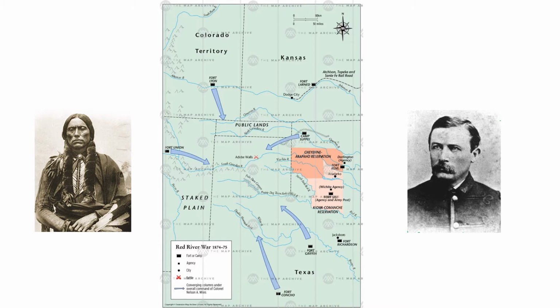Now, of these 5 columns, the one that's coming from farthest to the south, out of Fort Concho in Texas, was the 4th Cavalry, and I may have misspoken in one of the earlier presentations and said 5th, I don't remember, but it was the 4th Cavalry commanded by Colonel Ronald McKenzie, and that's him on the right. Haven't talked too much about him yet, but he's a fascinating character.